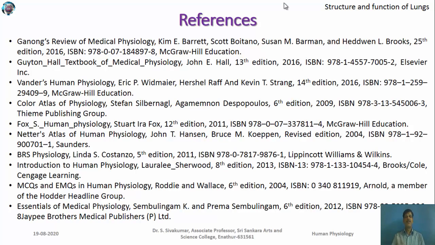For the presentation of the structure of lungs, books like Ganong's Review of Medical Physiology, Guyton and Hall Textbook of Medical Physiology, Vander's Human Physiology, Color Atlas of Physiology, Fox Human Physiology, and Essentials of Medical Physiology were utilized for the preparation of this presentation. So you can also refer to these books to get knowledge about the structure and function of the lungs.